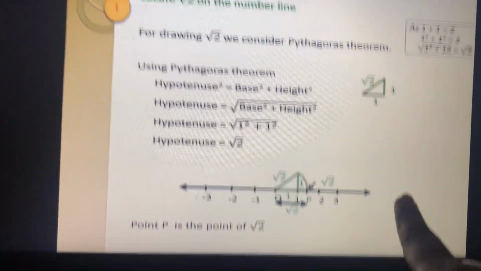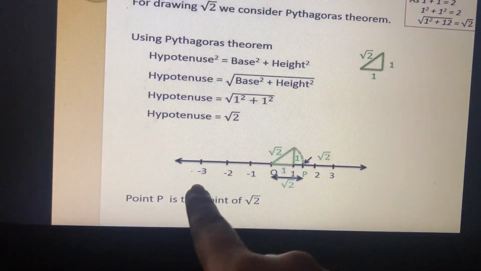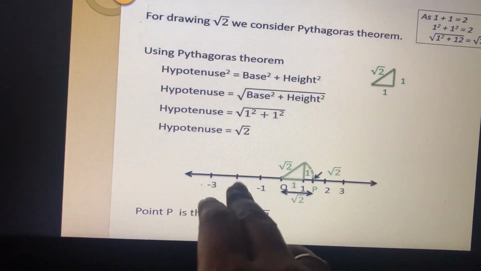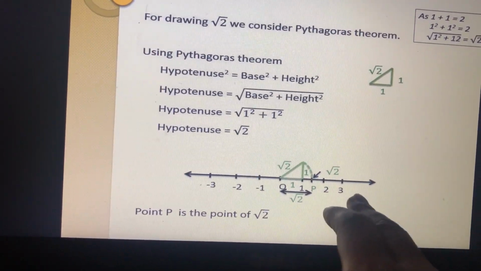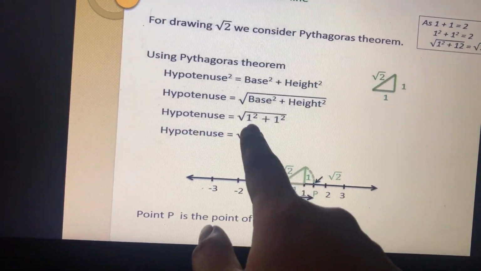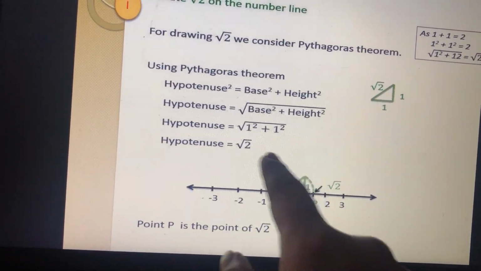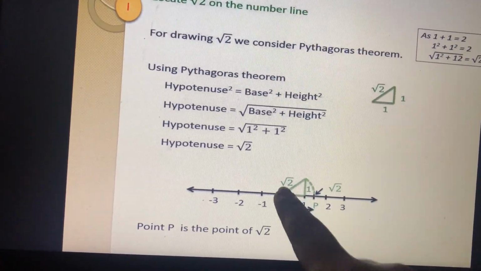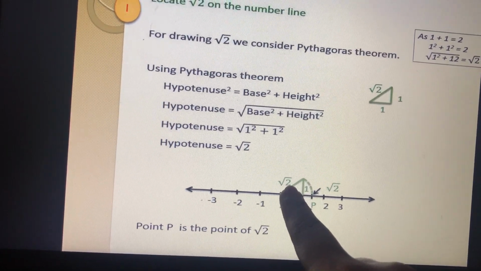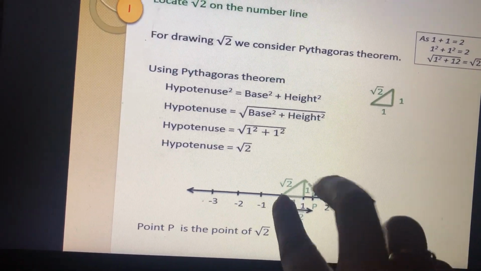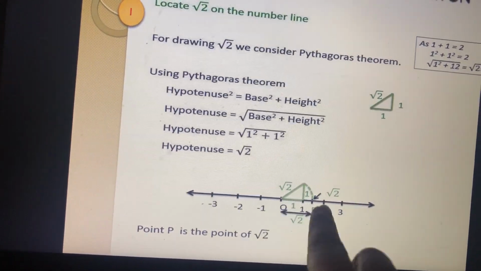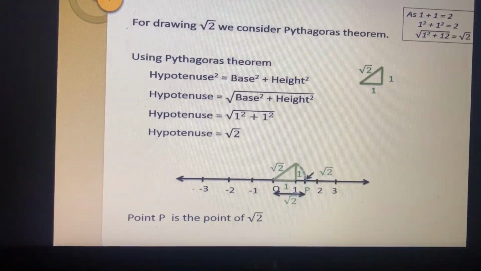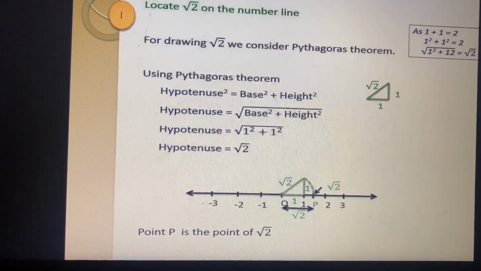So here we are making the number line, which starts from -3, you can take -4 also, or else -3, -2, -1, 0, 1, 2, 3. If the base is 1, we take it as 1 unit, and the height is 1, so we make a perpendicular of 1 unit. If we draw this line, this becomes √2, but we have to represent it on the number line, so we draw a curve like this, and this is the point P, which is √2. This is how you can represent an irrational number on the number line.